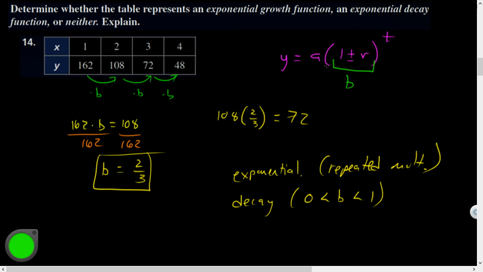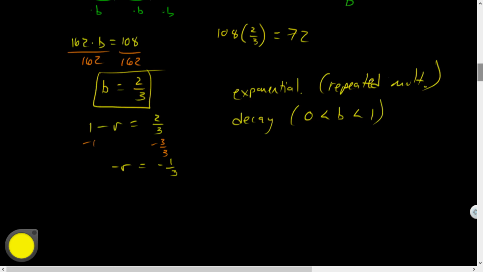If I wanted to find the r value, I know they didn't ask us for that, but let's just find it for fun. Because this is less than 1, I know that it's a minus version of this function. So I would have 1 minus r is equal to 2/3. So if 1 minus r is equal to 2/3, I could subtract 1 from both sides, which is the same as subtracting 3/3, actually. So minus r is equal to negative 1/3.